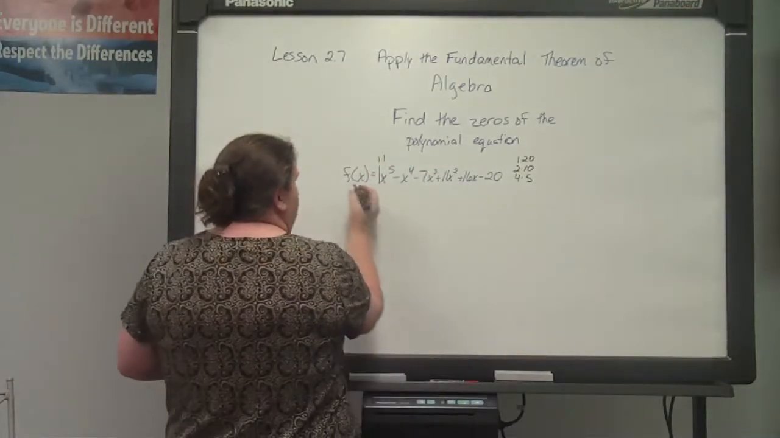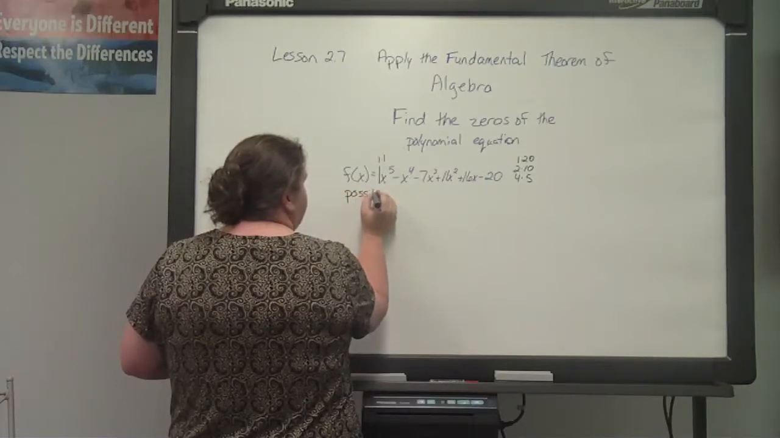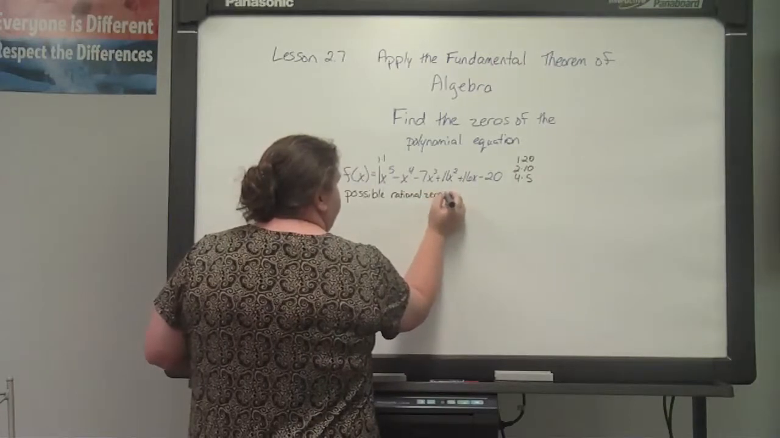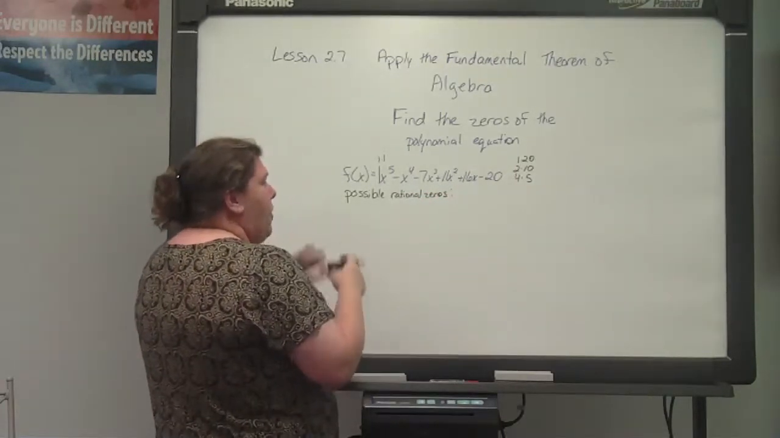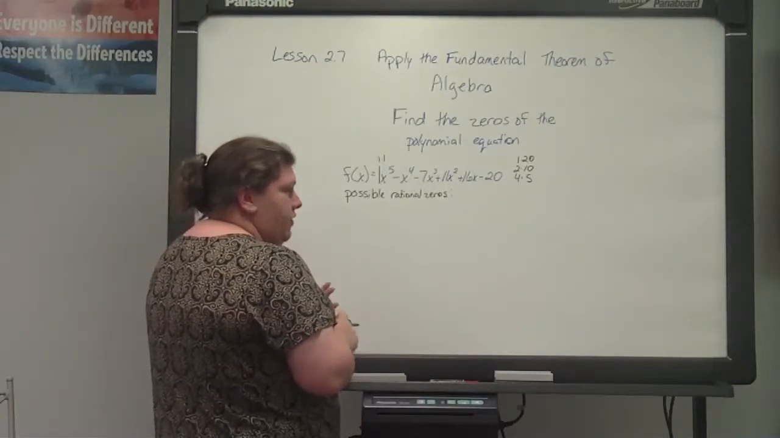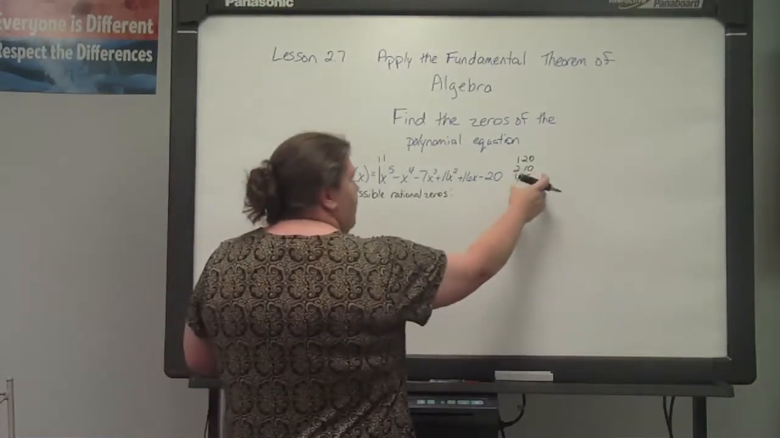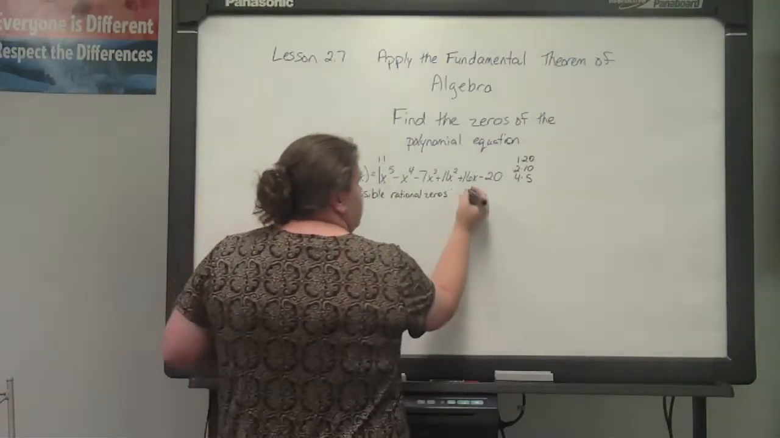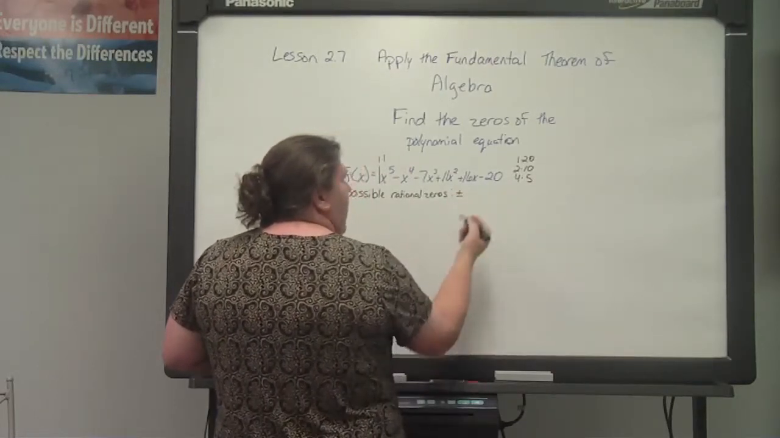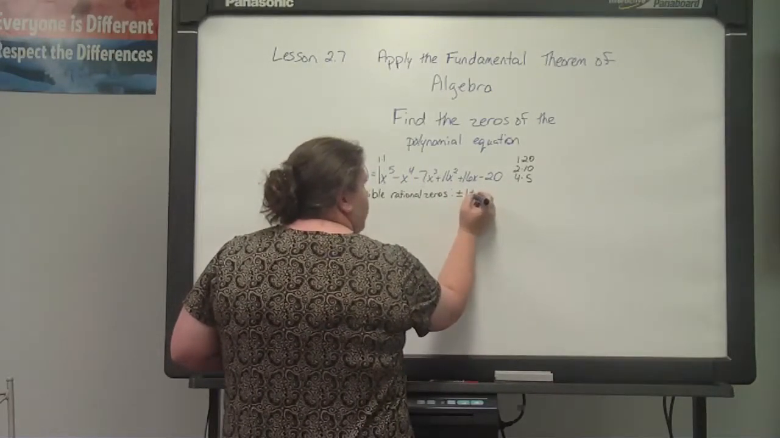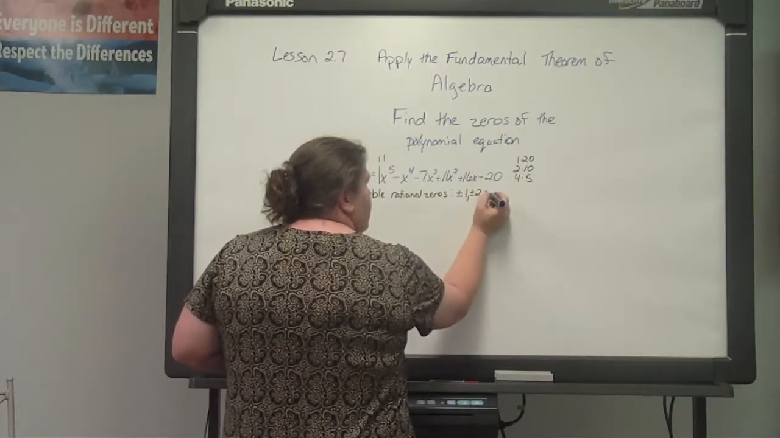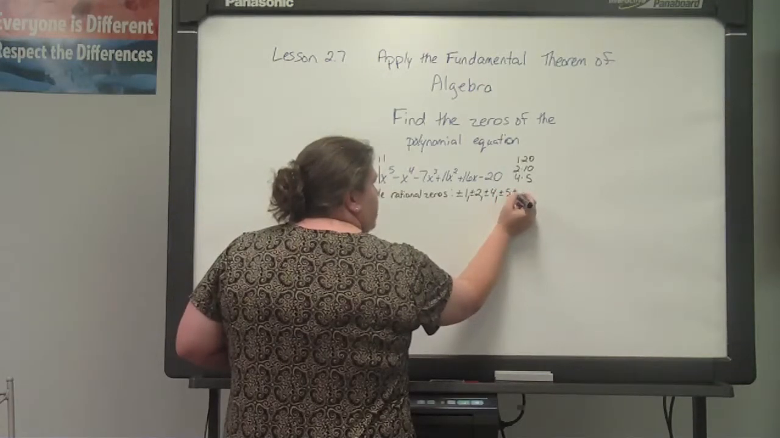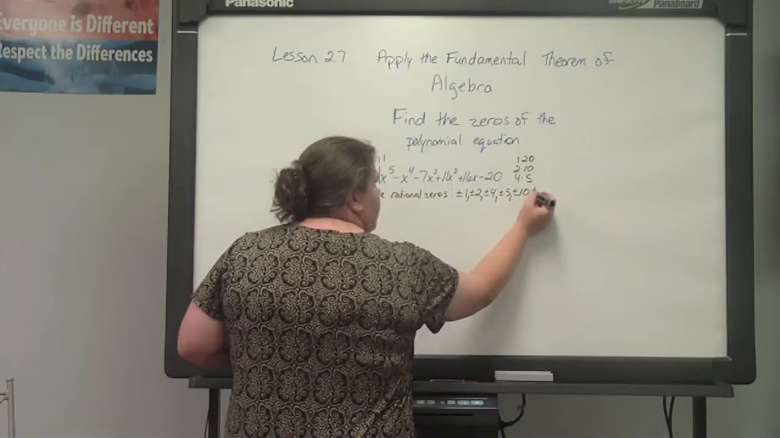So we can find the possible rational zeros. Again, all possible rational zeros can be a positive or a negative of the factors of the last number over the factors of the first number. And so I can see that my possible rationals are positive or negative 1, 2, 4, 5, 10, and 20.